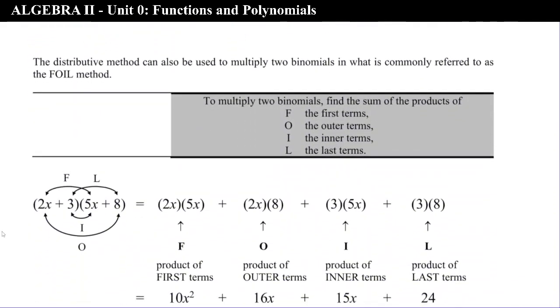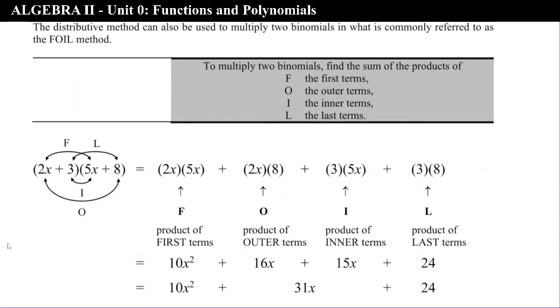Okay, so now the distributive method can be used for binomials as well. And when we multiply two binomials, there's actually a mnemonic device that we can use to help us make sure that we get everything that we're supposed to get and we don't repeat doing the same thing twice. Because when you have two terms multiplied by two terms, things can get a little mixed up. So this is just to help us make sure we're not losing anything along the way.